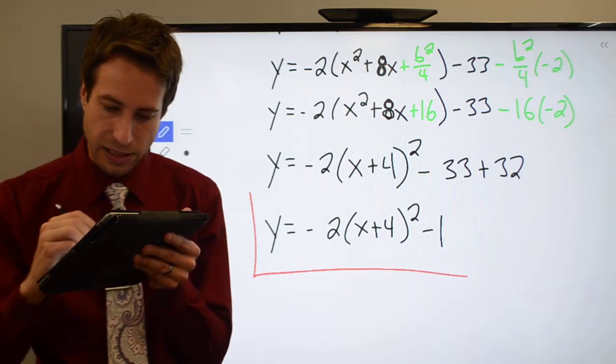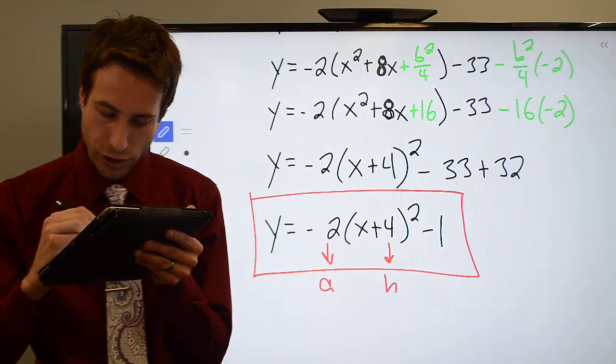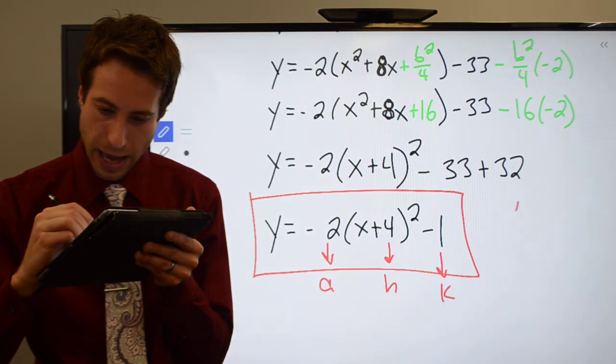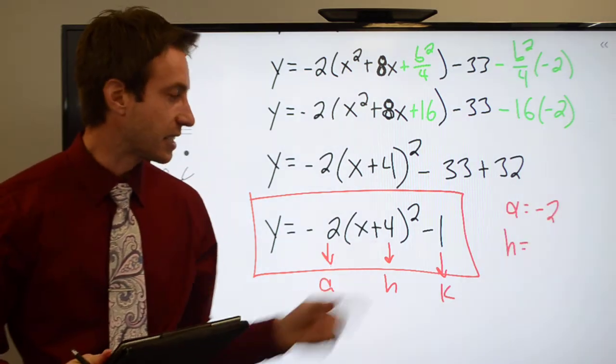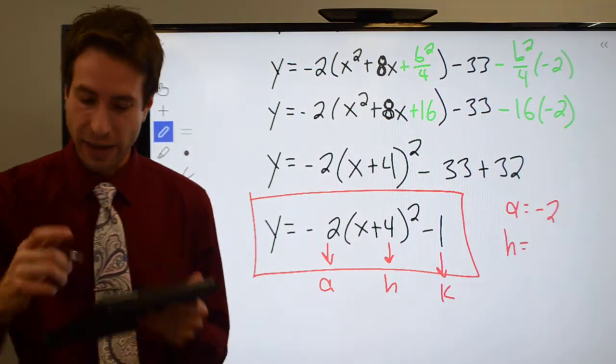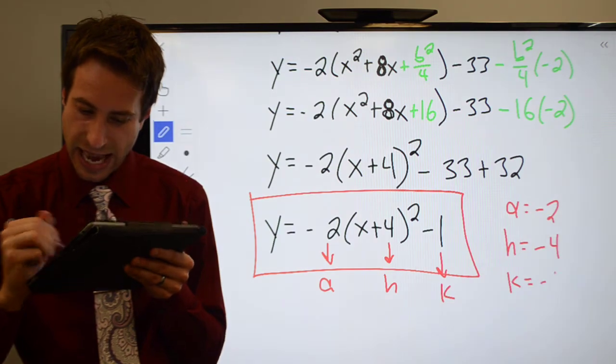Okay, this is my vertex form where I now know A, H, and K. A is equal to negative 2. H, don't forget to take the opposite. Since it's a plus 4, my value needs to be a minus 4. Minus 4, and K is a negative 1.